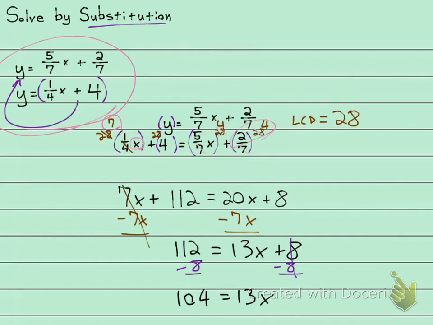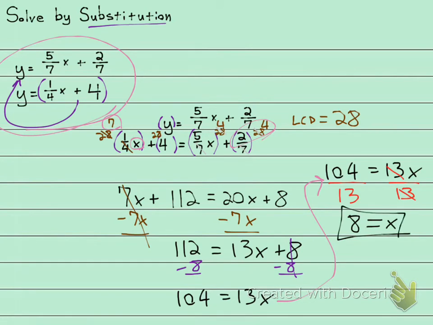Let me move that up here to give myself some more space. All right. 104 equals 13x. Divide both sides by 13. Thirteens will cancel. 104 divided by 13 is 8. 8 equals x. Okay, so doing it this way, I get the same value for x.